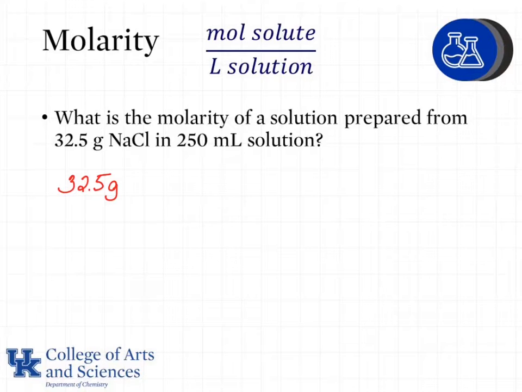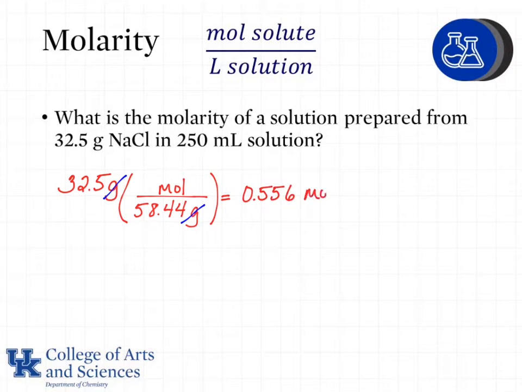We start with 32.5 grams, and then we use the molar mass for NaCl, 58.44 grams per mole. The grams will cancel, and we're left with 0.556 moles of NaCl.